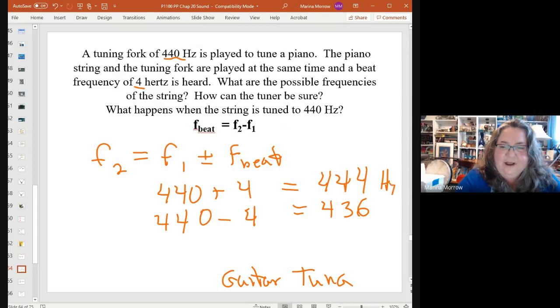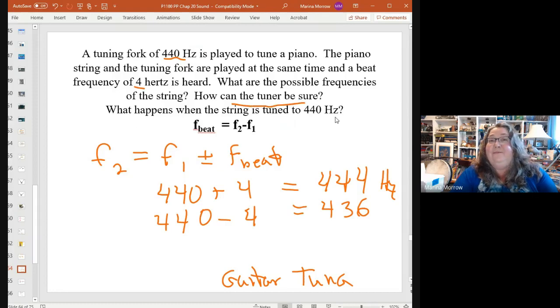Okay, because you don't know which one is the F1 and which is F2, which one's higher, which one's lower. To be sure, then he could tune it, crank it so it's a little bit higher. The piano string, he could make it a little more tight. So how can he be sure? Make the string a little more tight.